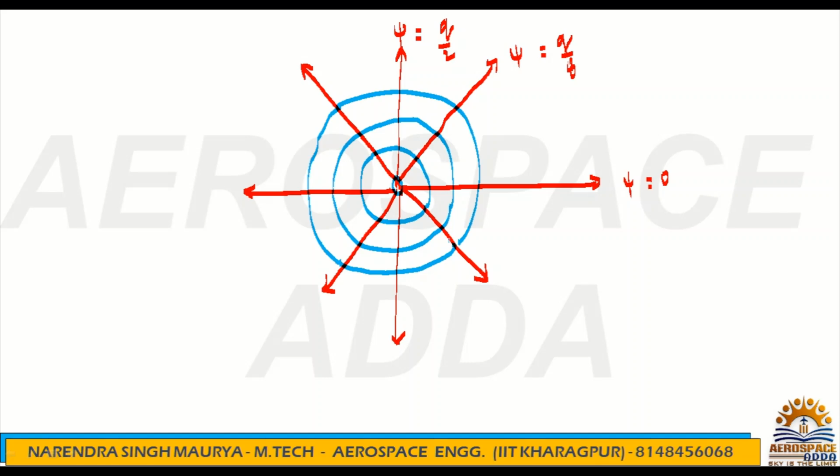going outward. Always remember, streamlines have a direction, so we show it by an arrow, but equipotential lines don't have any direction, as I have already explained. So this is phi 1, this is phi 2, this is phi 3, and here this is psi 1, this is psi 2, and this is psi 3. This is all about source flow.